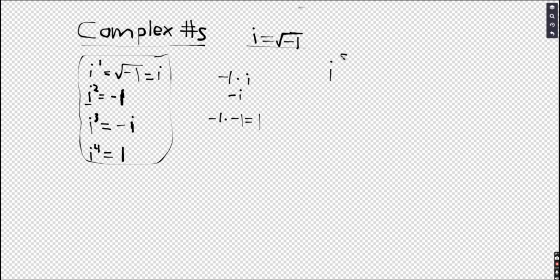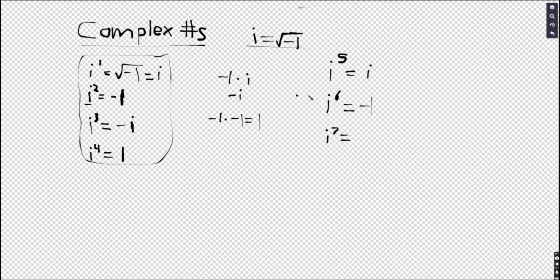I'm going to start over here, i to the fifth, okay? So how it works is i to the fifth is just going to be i to the fourth times i to the first. And what's 1 times i? 1 times i is going to be equal to just i, okay? Now what's i to the sixth, okay? Well, i to the sixth could just be i to the fifth times i to the first, right? And we know that it's equal to i squared, right? i times i is i squared. And what's i squared equal to? Negative 1, okay?